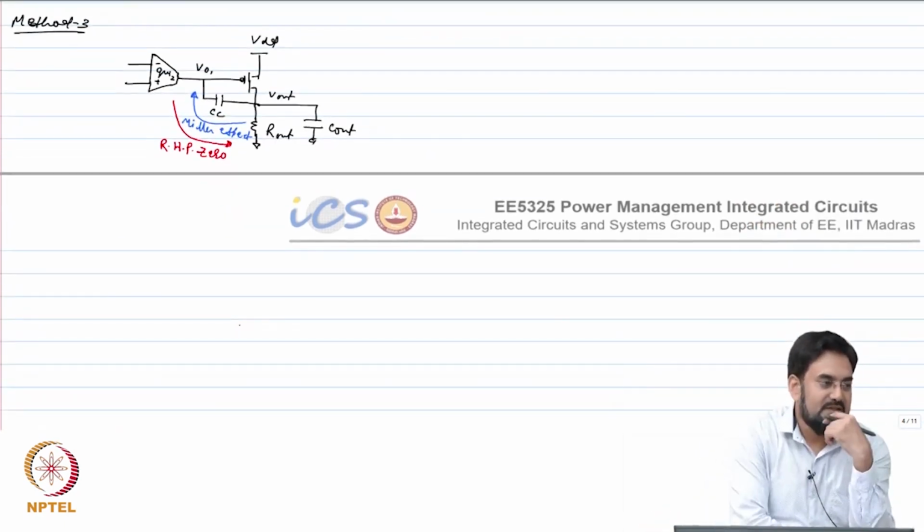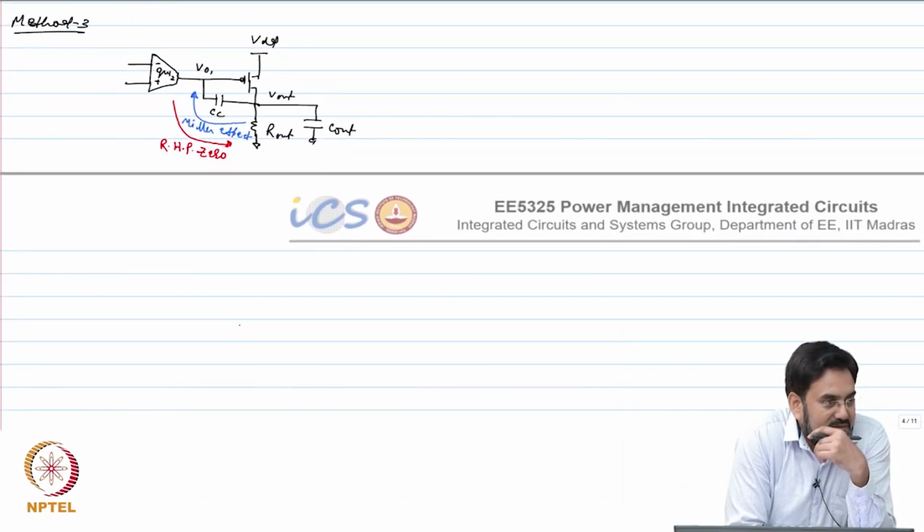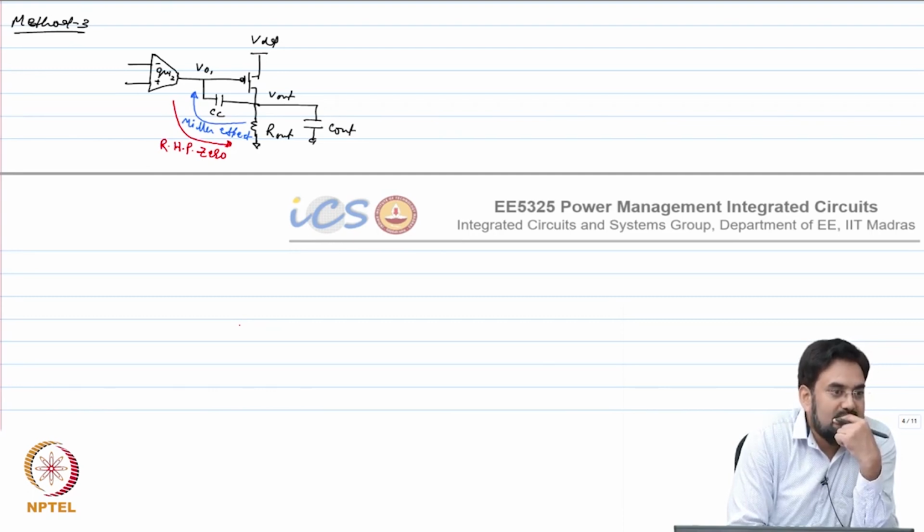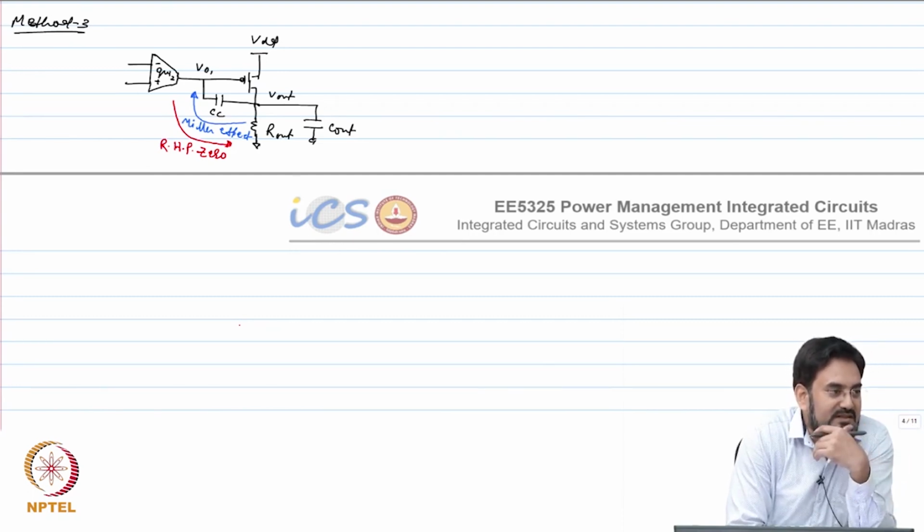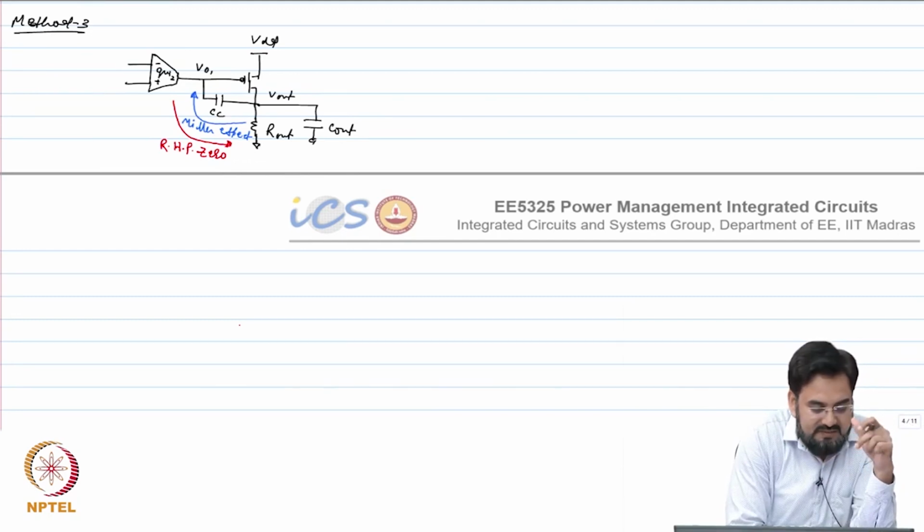Which means if we allow only the reverse path and block the forward path, then we can get rid of the right half plane 0. How can we do that? And that's what your nulling resistor does. When you put the resistor, it basically weakens your forward path.